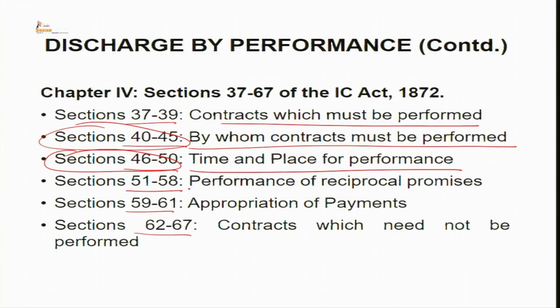Sections 51 to 58, performance of reciprocal promises. Now, reciprocal means that both the parties are doing something in return for each other. When we say performance of reciprocal promises, we are saying that if I have promised something to do for you, in return you have also promised something that you will do for me. So, promise in return of promise is what we call reciprocal promise, right?